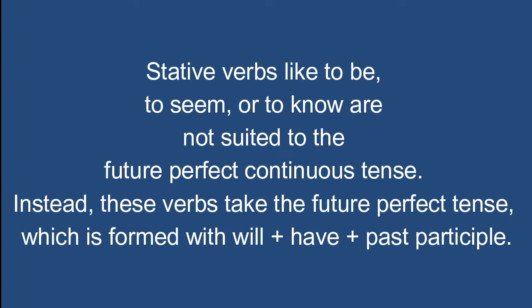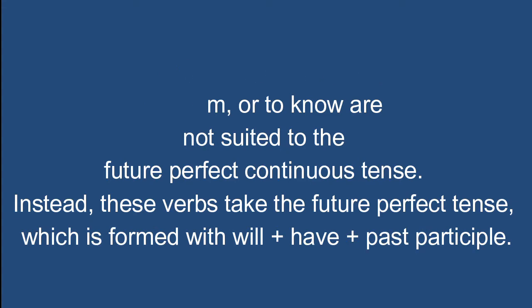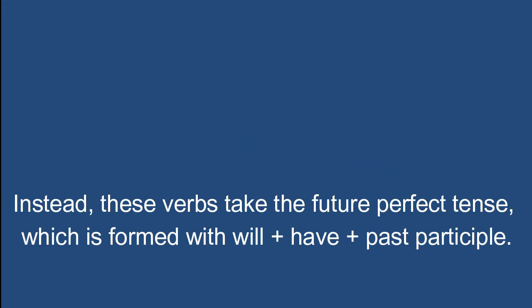Instead, these verbs take the future perfect tense, which is formed with will plus have plus the past participle. Notice there is no continuous element in those situations. So, non-action verbs do not use the future perfect continuous tense. Example. Here's an incorrect example. On Thursday, I will have been knowing you for a week. Doesn't make sense. Perhaps the better way to phrase that would be, on Thursday, I will have known you for a week.